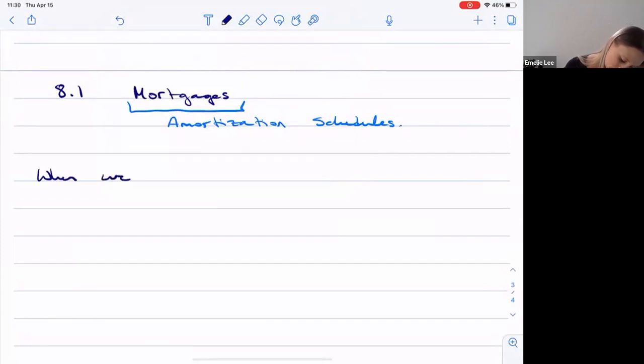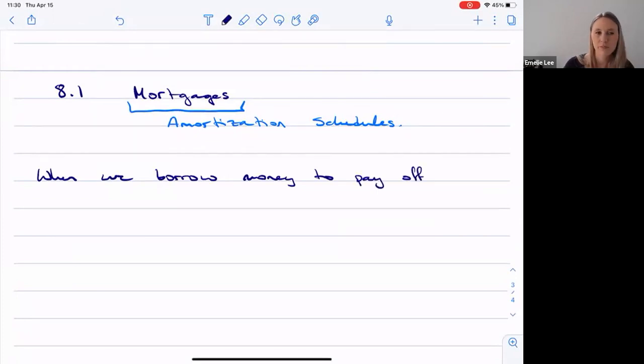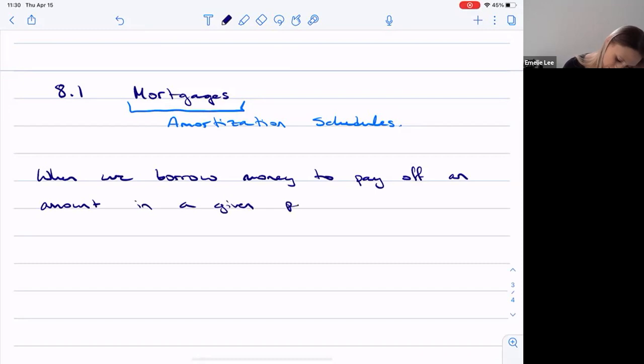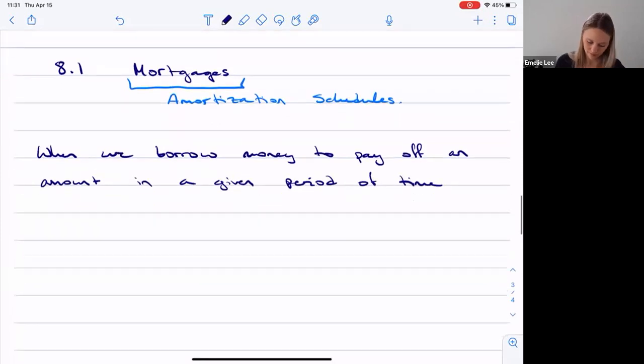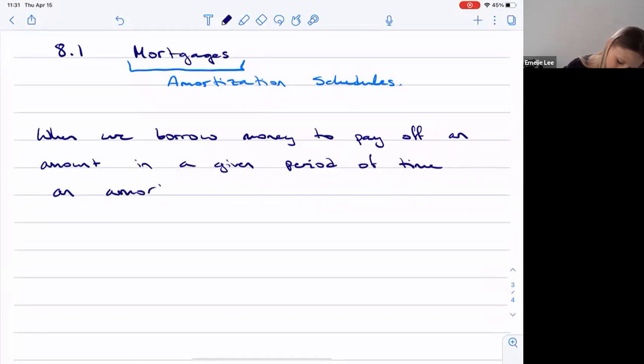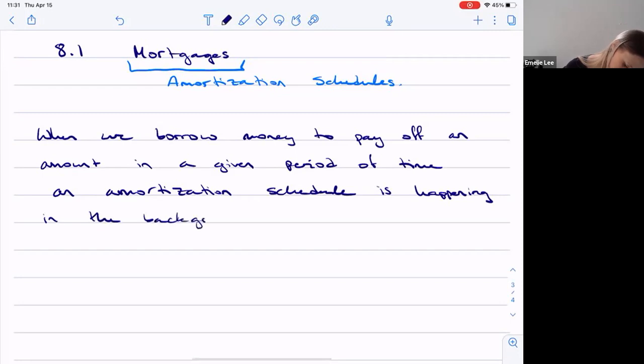So when we borrow money to pay off an amount in a given period of time, an amortization schedule is happening in the background.